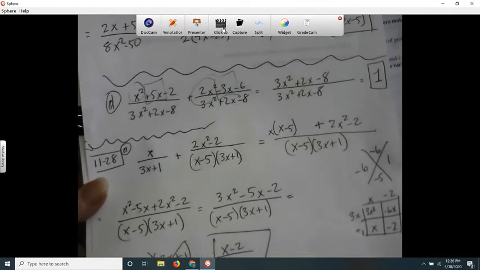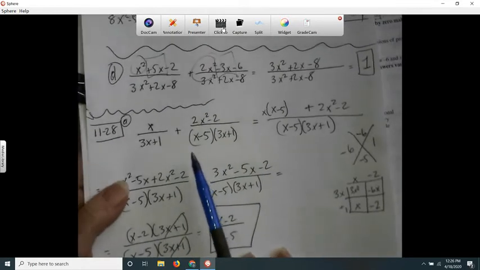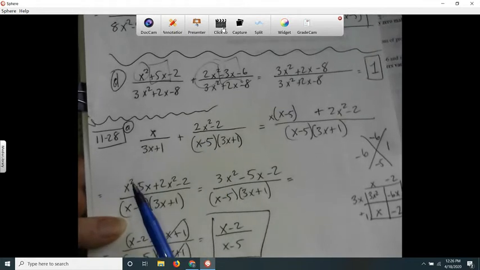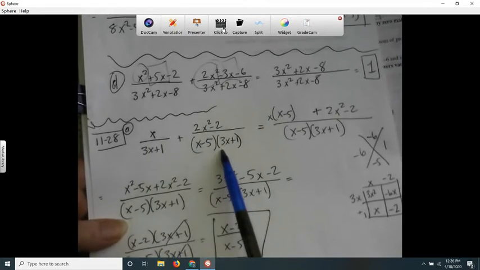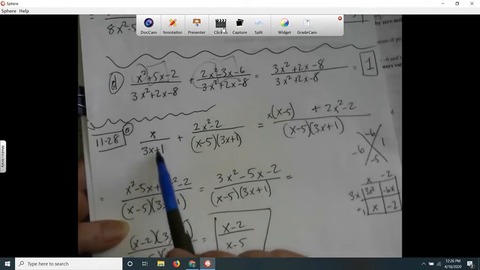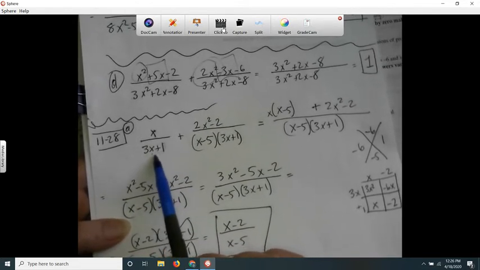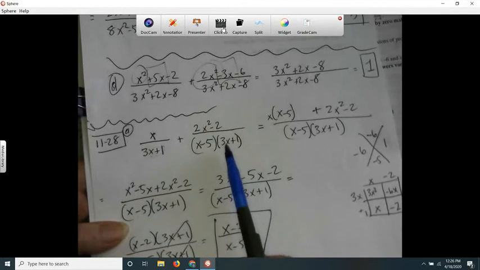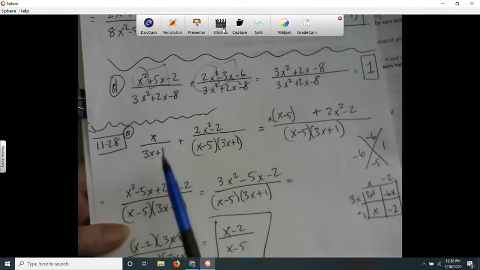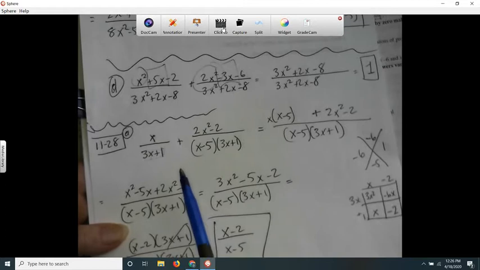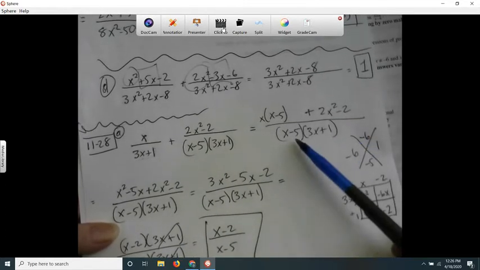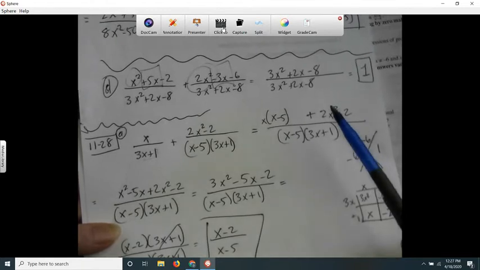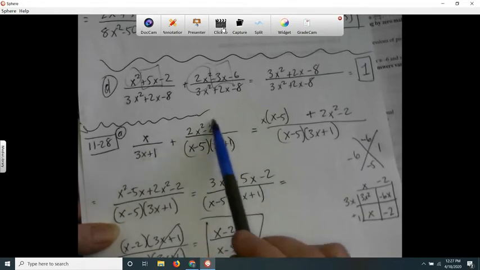That's 1. Then 11-28 wants us to add these two fractions up. So I do not have a common denominator. I have a fraction over 3x plus 1, but my other fraction is x minus 5 times 3x plus 1. So my common denominator would be something that they can both go into evenly, if you remember. So I'm going to choose for my common denominator, I want it to be x minus 5, 3x plus 1. And so then I'm going to add the numerators up.